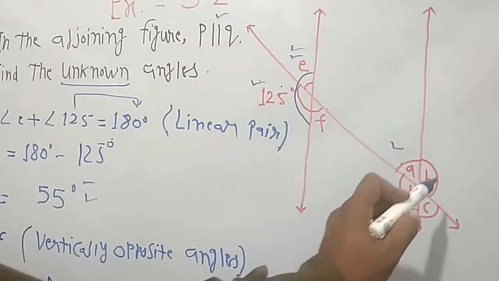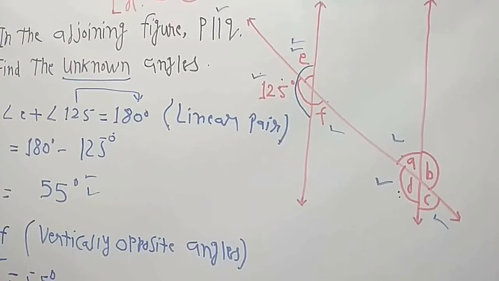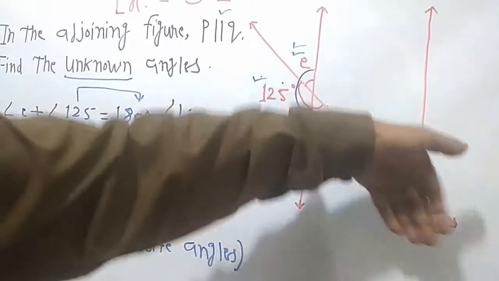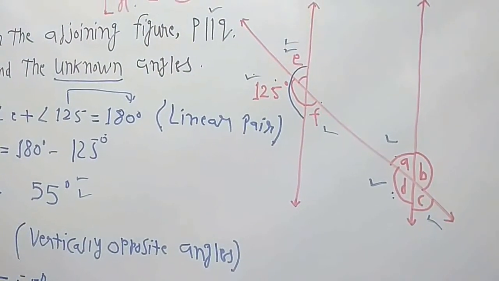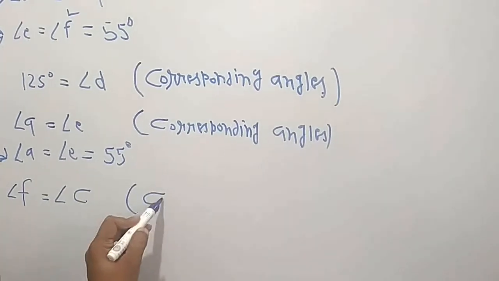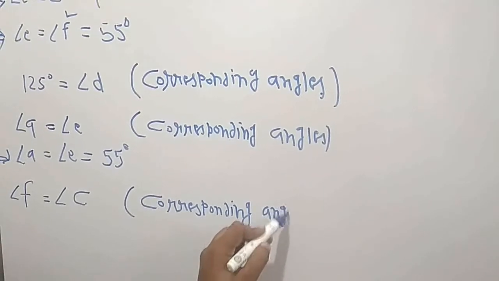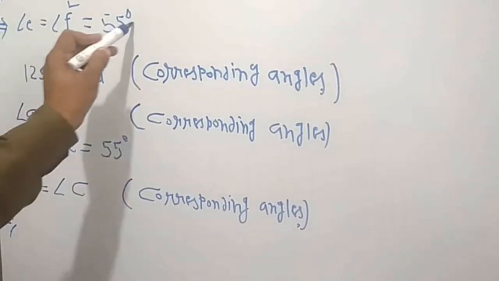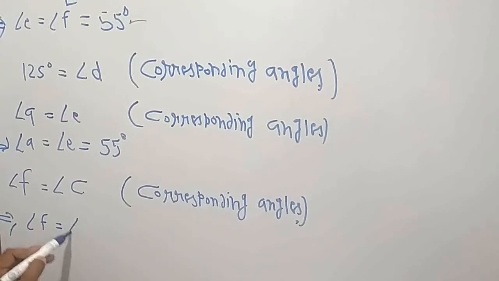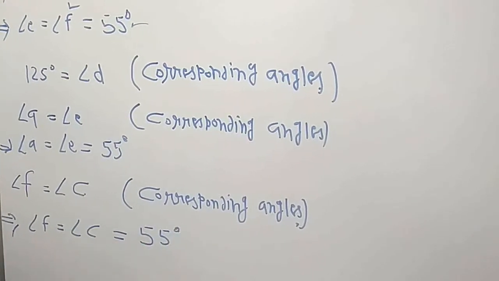Now angle F and angle C both have their faces in the same direction. So these two are also corresponding angles. So we can write here angle C, again from the concept of corresponding angles, of F is 55 degrees. So angle F is equal to angle C is equal to 55 degrees.